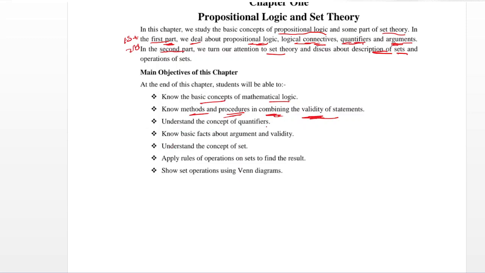Next, understand the concept of quantifiers. Yeah, this is the objective.